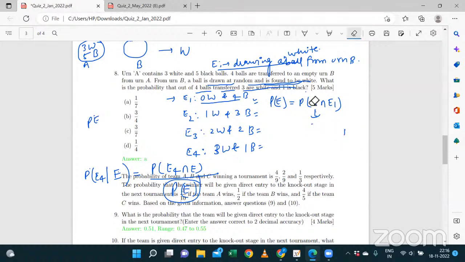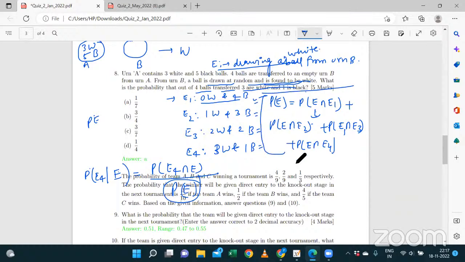So what is the thing? We can consider this case plus the probability of a white ball in the second case, plus the probability of a white ball in the third case, plus the probability of a white ball in the fourth case. You have to add all the cases. Is this clear now for everyone?